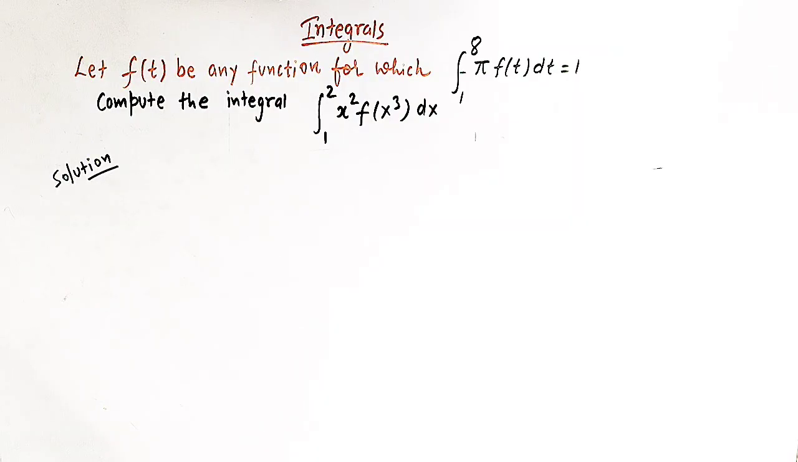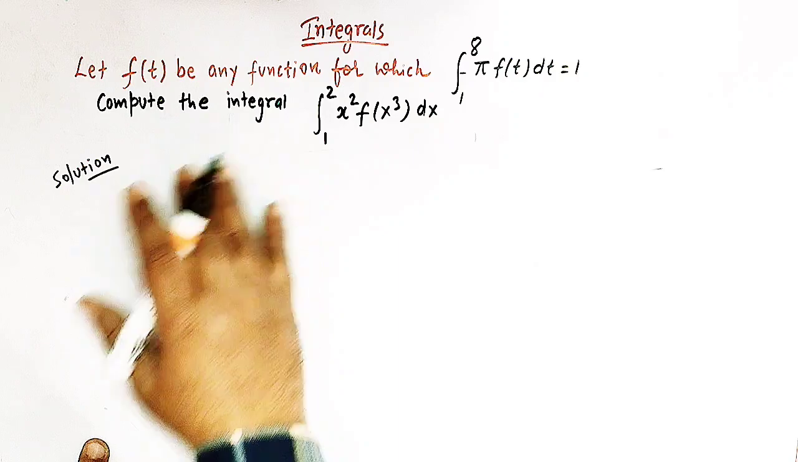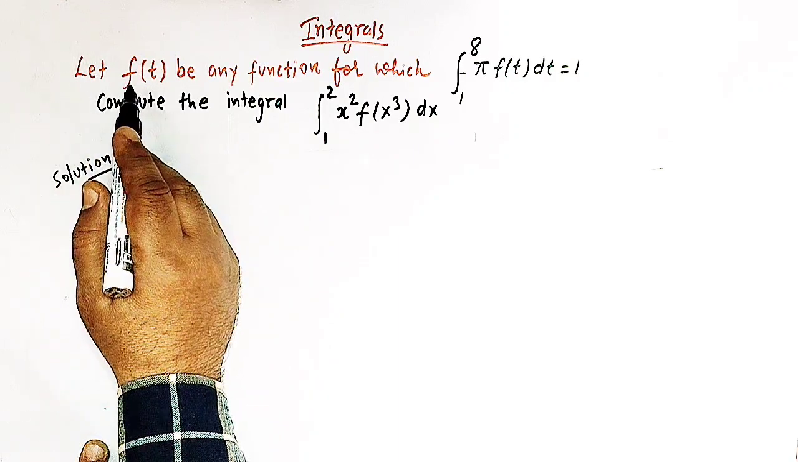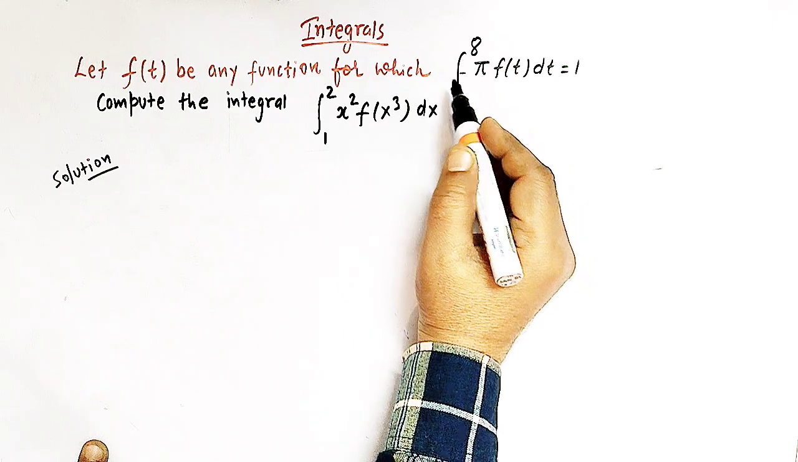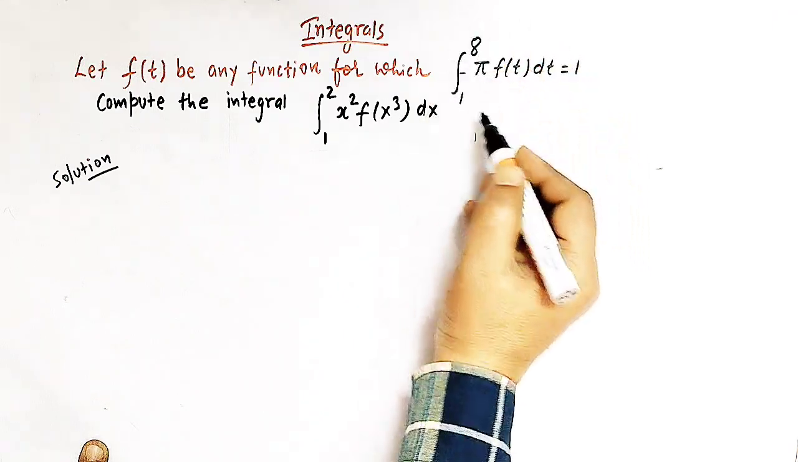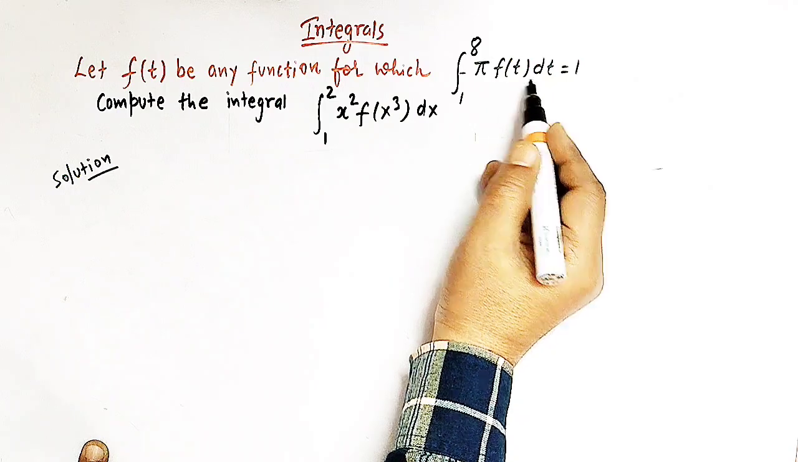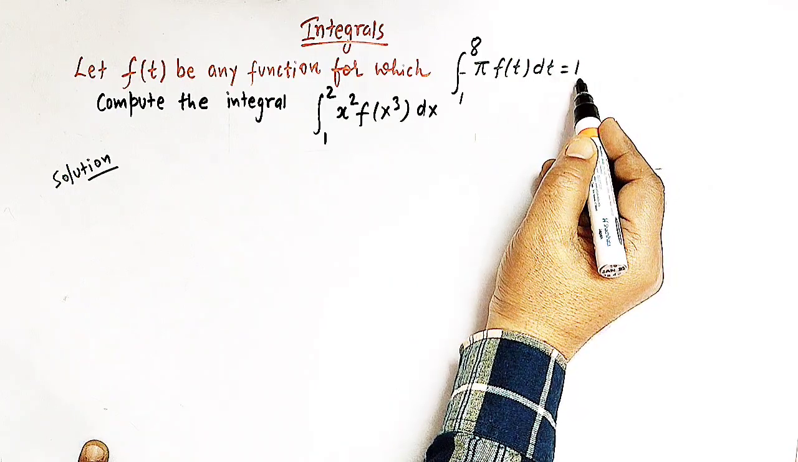Hello viewers, in today's session we are going to discuss this important problem from definite integrals. So here we are given a function f of t for which we have defined this integral, that is the integral from 1 to 8 pi times f of t dt is equal to 1, right?